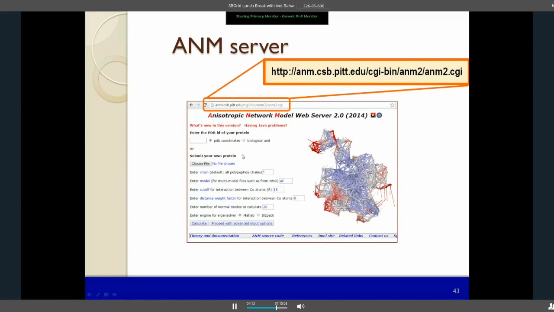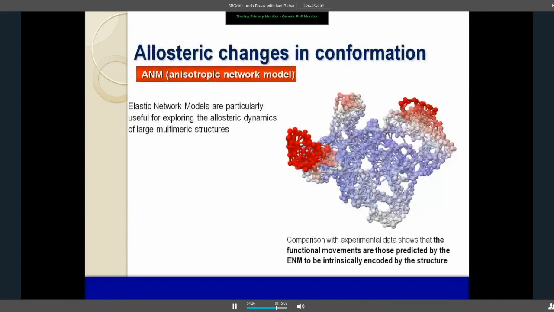Just enter the PDB code of your favorite molecular system, and you can visualize the results and save the data. The major utilities are for analyzing allosteric changes in conformation. For example, when you apply it to HIV protease, the server will give you this type of color-coded diagram in addition to movies, the red regions being the most flexible regions.